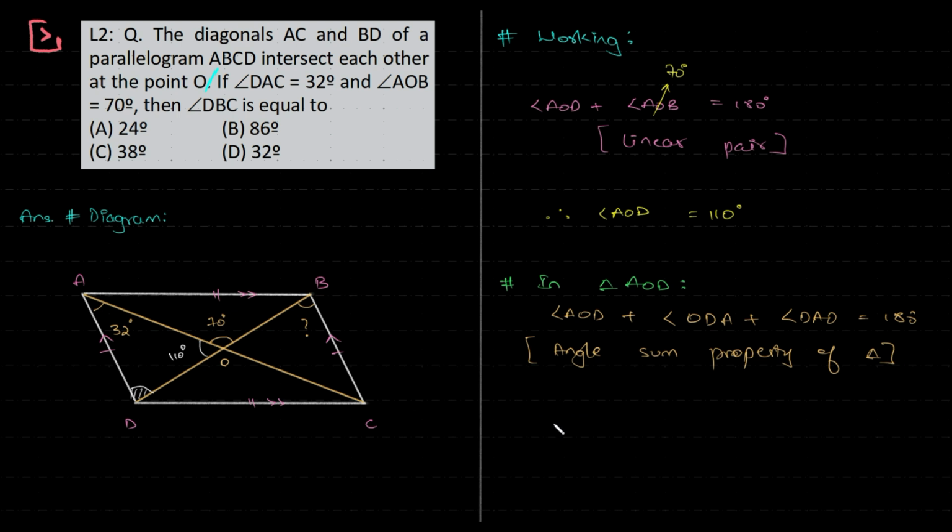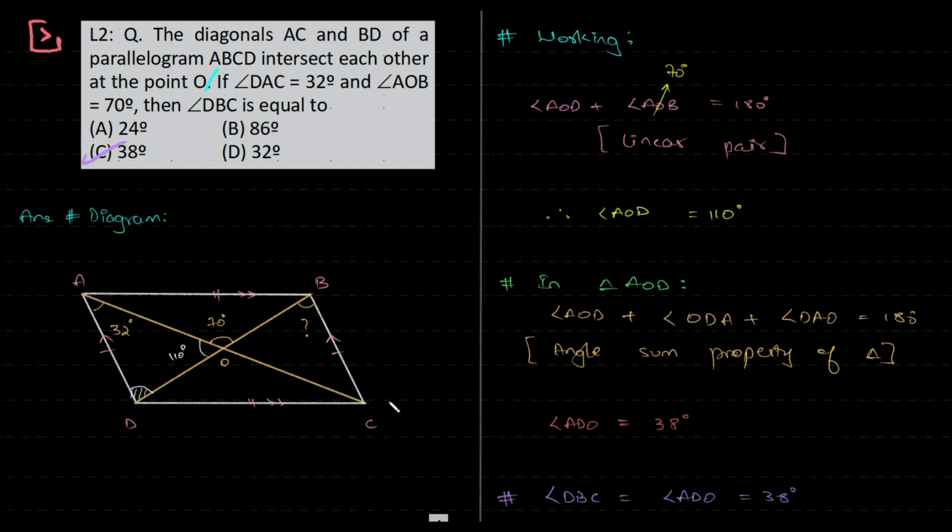We need to substitute. So we have angle ADO is equal to 180 minus 110, which is 70... Sorry, what am I saying? 70 degrees. 70 and 32 is 102, so 180 minus that is 38 degrees. Is that correct? I hope I am correct. Yes, that's correct. And now the last thing is angle DBC, which we have to find, is equal to angle ADO. All of them are equal to 38 degrees, which is the answer.